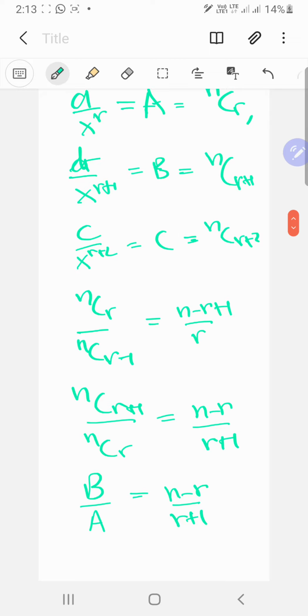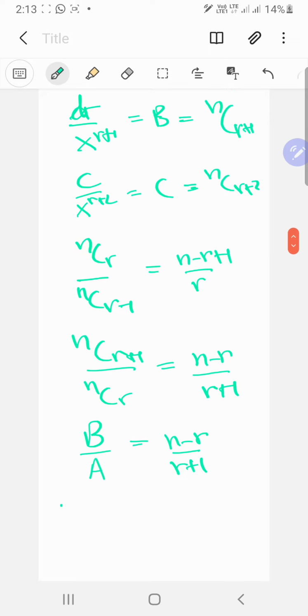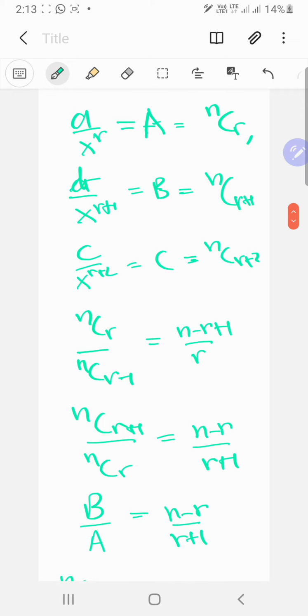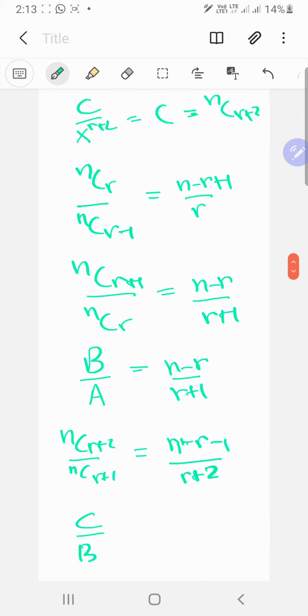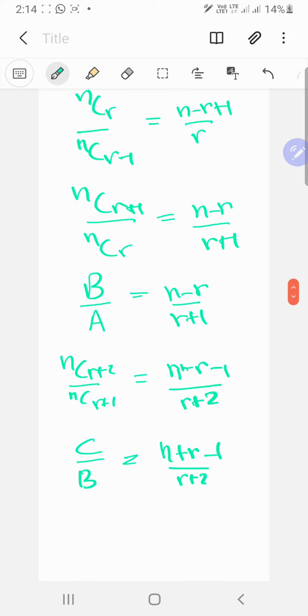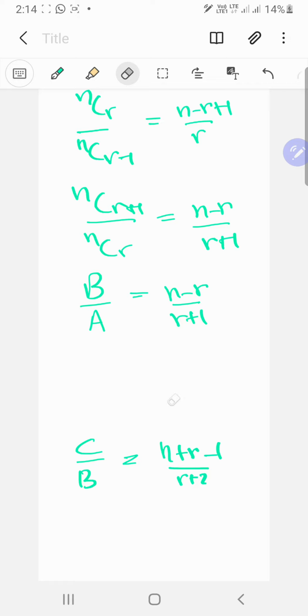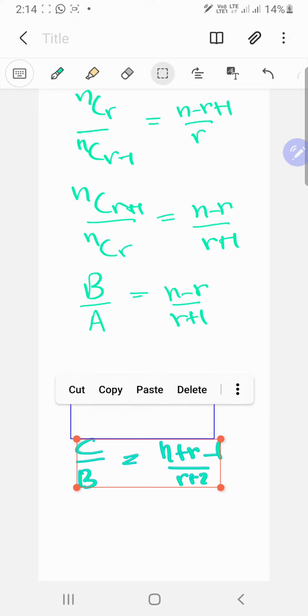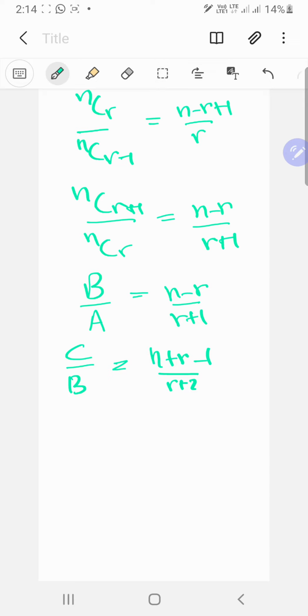And then we also want the ratio of b and c, so n choose r+2 upon n choose r+1. If you put r+2 over there, that's going to give me n minus r minus 1 upon r+2. That looks correct. So r+2 corresponds to c, this guy is b, so C upon B equals n minus r minus 1 upon r+2. Okay, so well, now what? Now let's simplify these and see if we can somehow eliminate r.